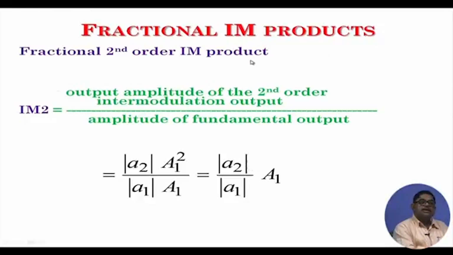Now, also let us calculate the fractional second order IM product, intermodulation product. What is second order intermodulation product? Output amplitude of the second order intermodulation output divided by amplitude of fundamental output. So, second order intermodulation in two tone test, when we made A 2 is equal to 0, we do not have, but this is the harmonic term, this is the actual term linear amplitude of fundamental output. So, I get this. So, intermodulation product of second order IM 2, this I am calling fractional because I am normalizing with fundamental output, that you see varies linearly with this A 1. A 1 is the level. So, IM 2 varies linearly with the level.